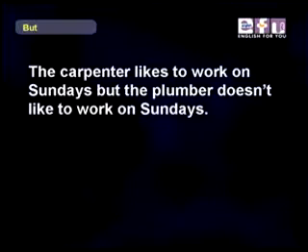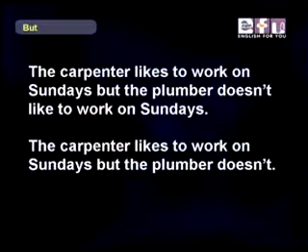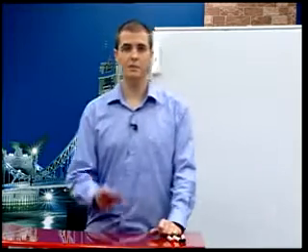A comma usually comes before but, and often the verb phrase following but can be shortened, as in these examples. The carpenter likes to work on Sundays, but the plumber doesn't like to work on Sundays. We can shorten the second phrase into the carpenter likes to work on Sundays, but the plumber doesn't. Now we can use but with still and anyway, as in these examples.